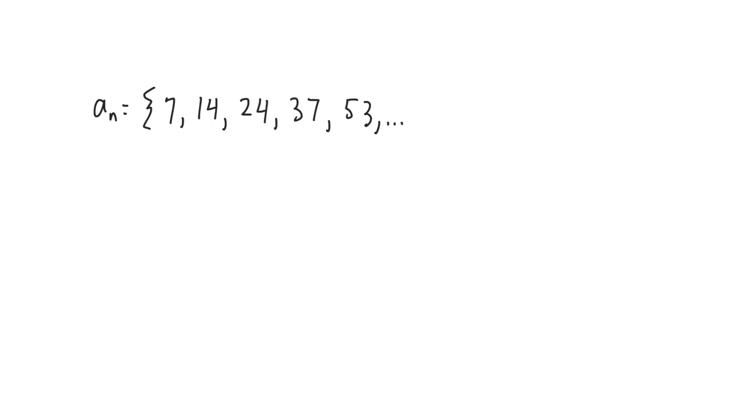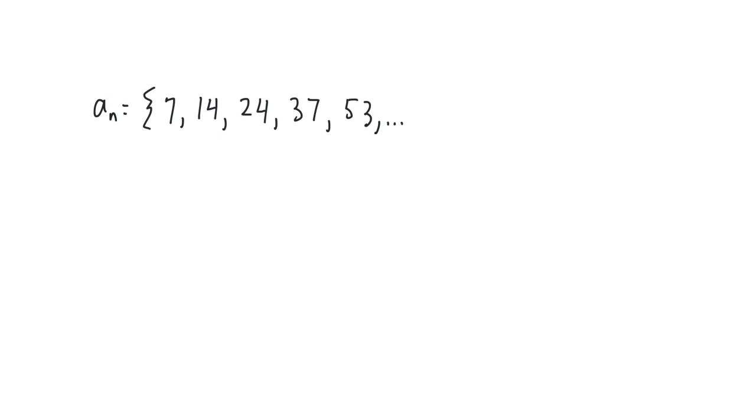You can tell that the sequence is not arithmetic because the difference between 14 and 7 is different than the difference between 24 and 14. Meanwhile, it's also not geometric because the ratio between 14 and 7 is different than the ratio between 24 and 14. However, if you spend a little time examining the pattern on a deeper level, you might uncover something interesting.